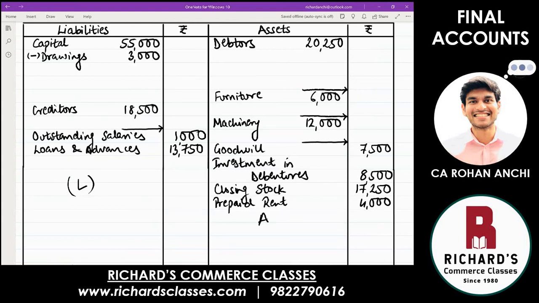This is another way of learning. One is understanding with logic and explanation. One is also seeing the rules mathematically. Is it correct? So it is working both ways. Prepaid rent 4,000.